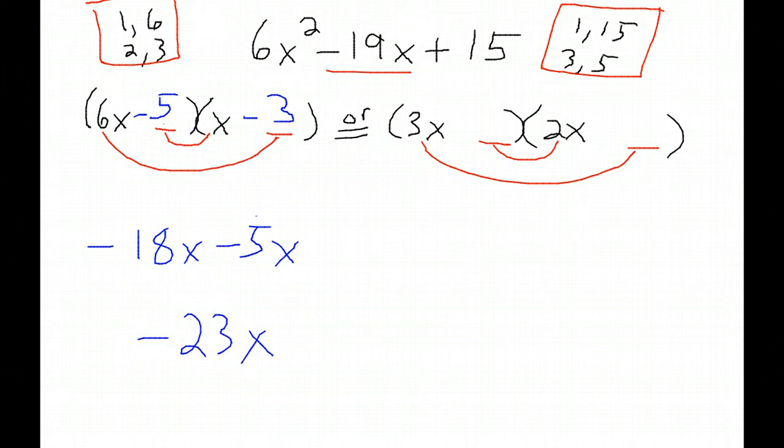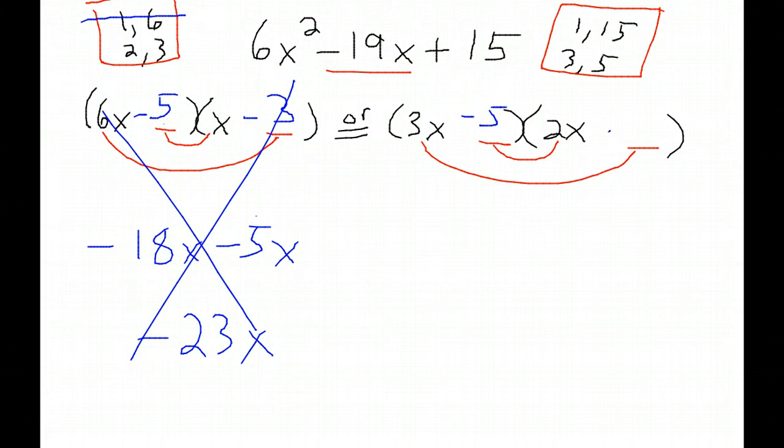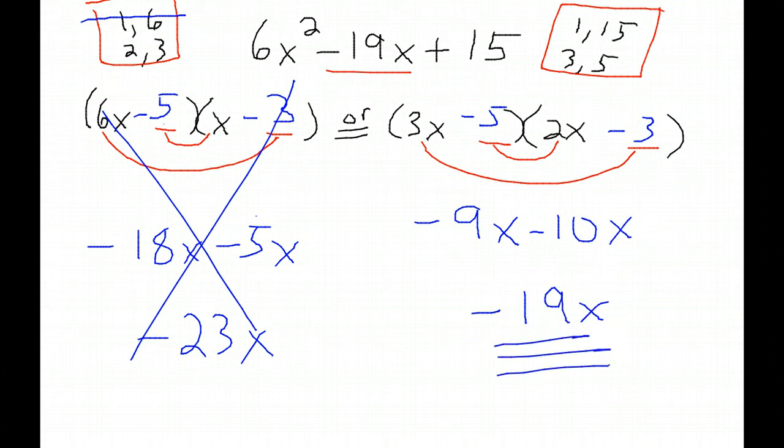That still doesn't work. So now I've eliminated the 1 and the 15 and the 3 and the 5 being paired with the 1 and the 6. That means this is not going to be the pair that works, and I need to look at the 3x and the 2x. So if I put, let's say I put a minus 5 here and a minus 3 here. Let's see what happens. I get negative 9x, and then my I is negative 10x, and that gives me negative 19x. That's exactly what I was looking for, that middle term.